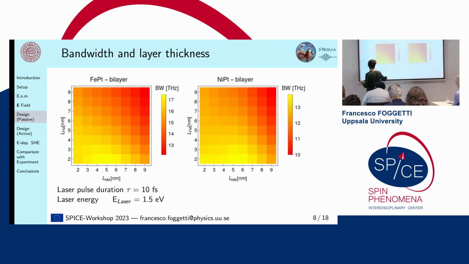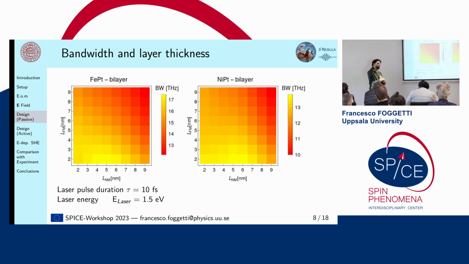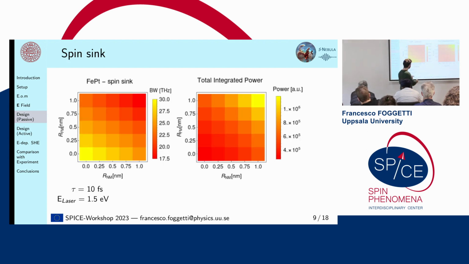For information, in this calculation, the pulse duration is 10 femtoseconds, and the laser beam is of 1.5 eV. This is an important value because in our model, all the electrons can be excited from Fermi energy up to 1.5 electron volts. That means that the electrons are taken from iron from minus 1.5 up to 0, and these will be the energies that are excited and injected into platinum. Remember this. But before that, let's have a look also at the spin sink.